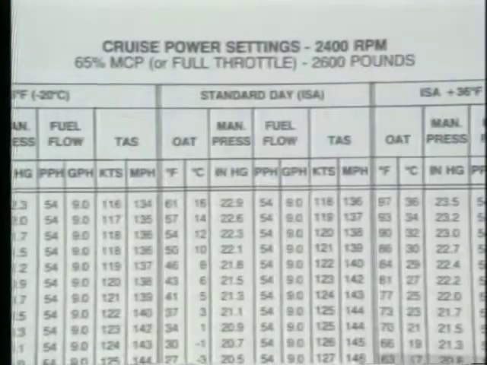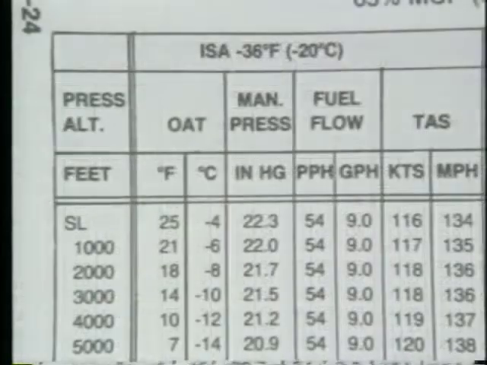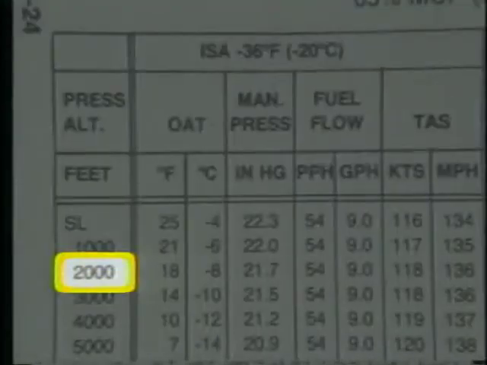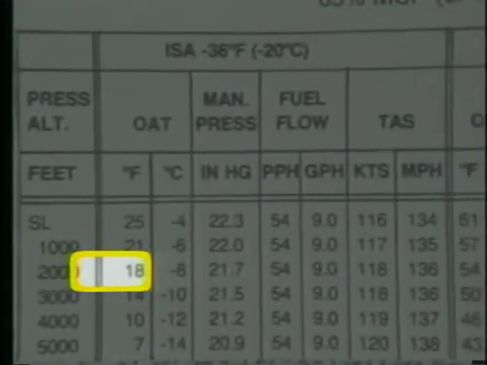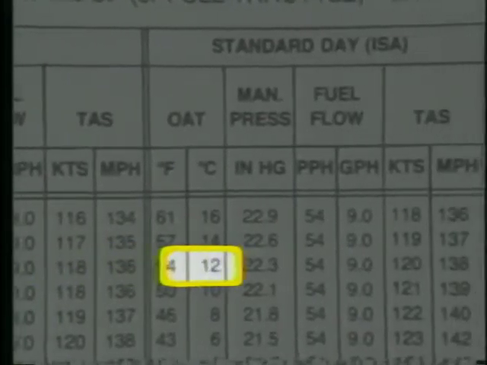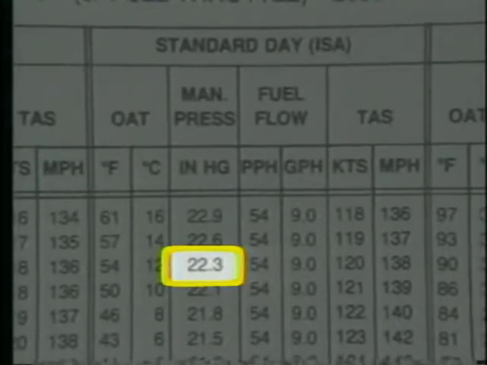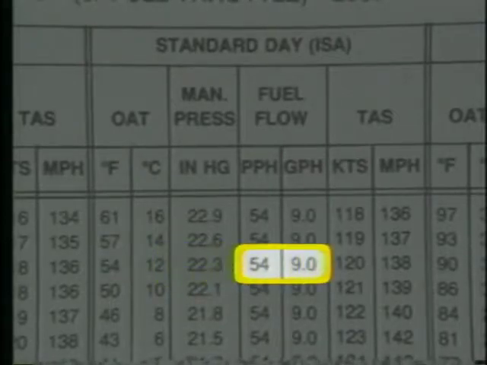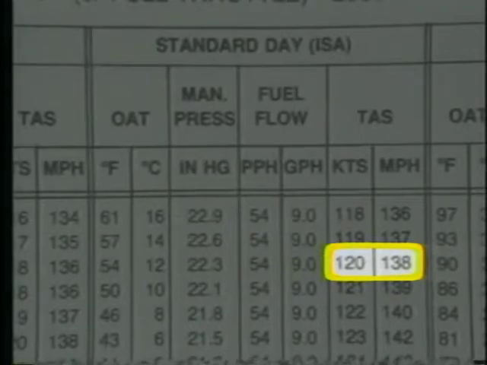After verifying that you have the correct chart, start with the pressure altitude of 2,000 feet. Move horizontally until you reach the information for a standard day. Within this area, you'll find the manifold pressure you should use to achieve the desired results. In this case, it is 22.3 inches. The fuel flow at this power setting is 54 pounds, or 9 gallons per hour. And the true airspeed is 120 knots, or 138 miles per hour.